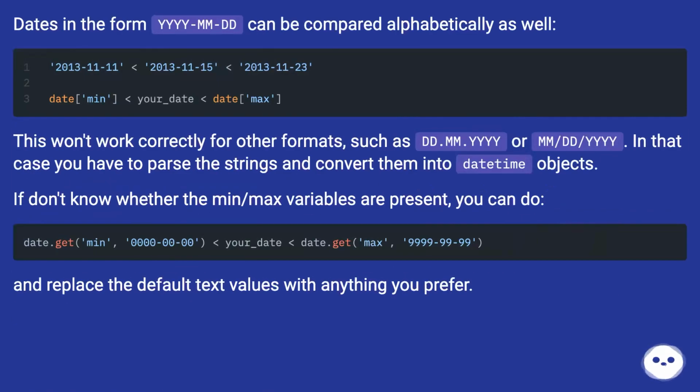Dates in the form YYYY can be compared alphabetically as well. This won't work correctly for other formats, such as dd.mm.yyyy or mm.dd.yyyy. In that case, you have to parse the strings and convert them into datetime objects. If you don't know whether the min or max variables are present, you can do and replace the default text values with anything you prefer.